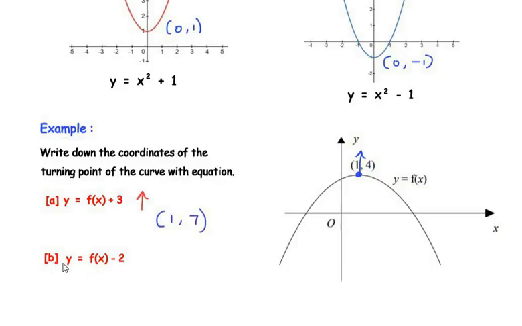Now let us look at the second one, that is y is equal to f of x minus 2. Which means the function y is equal to f of x, along with its turning point, needs to be shifted downwards by 2 units, that is -2. So again the y coordinate is going to get affected, not the x coordinate. So we have to just subtract this 2 from the y coordinate. So 4 minus 2 gives us 2. So the new coordinates of the turning point now become (1, 2).